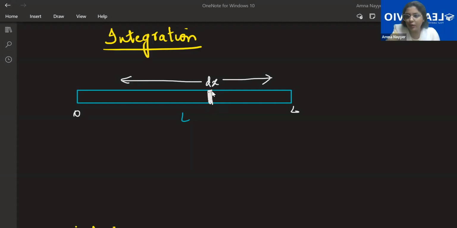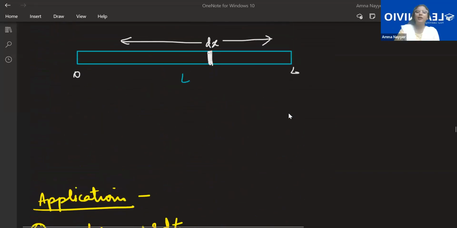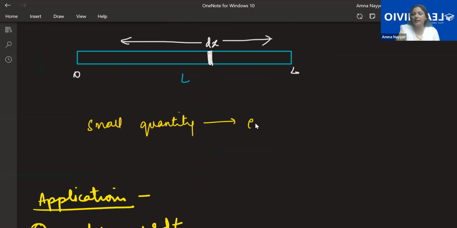Suppose you already know the value of this dx, and you want to find out from 0 to L what is exactly the whole length of the rod. In that case, you can simply integrate it from 0 to L. In integration, there is a step for writing the limits. The best part about integration is that when you know a small quantity, or any quantity, and you want to expand it.